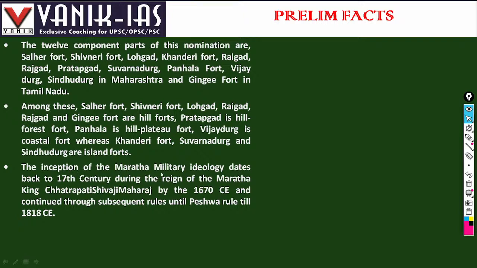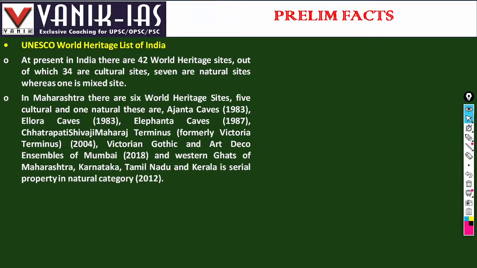The inception of the Maratha military ideology dates from the 17th century during the reign of the Maratha king Chhatrapati Shivaji Maharaj by 1670 CE and continued through the subsequent rulers until the Peshwa rule, because after the Marathas, their Prime Minister, the Peshwa, took over the administration till 1818.